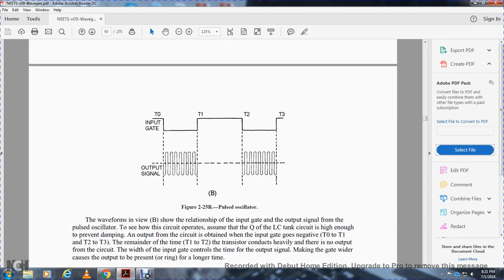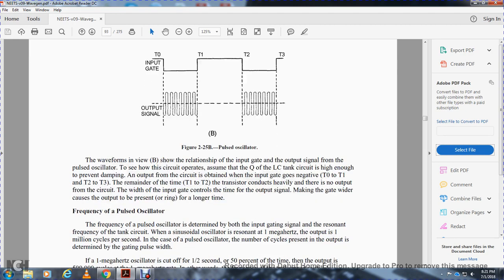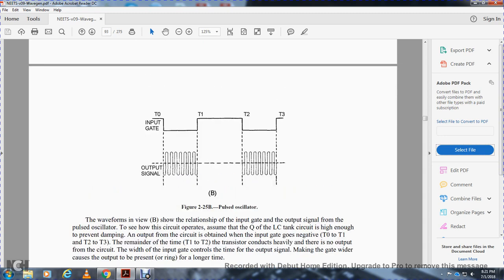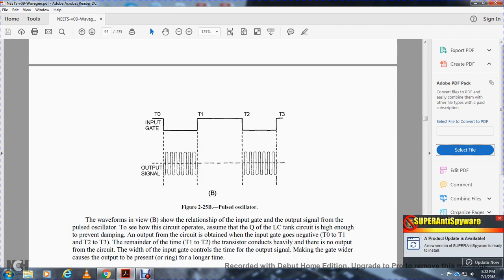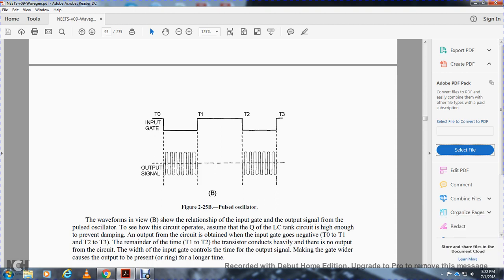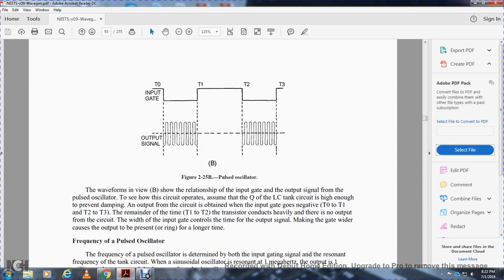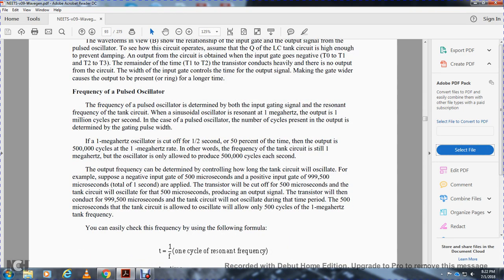Figure 225 shows the timing: time 1, time 2, time 3, and the output signal. The waveforms in view B show the relationship of the input gate to the output signal through the pulse of oscillation. Let's see how the circuit operates. Assume the Q of the inductor-capacitor tank circuit is high enough to prevent damping of the output, and the circuit has an input gate that goes negative from time 0 to time 1, and between time 2 and 3. For the remainder of the time, transistor 1 conducts heavily, therefore there is no output from the circuit. The input gate controls the time of the output, making the gate wider to produce a ringing output for a longer time.